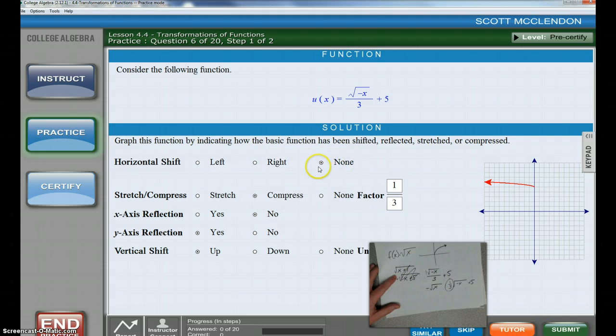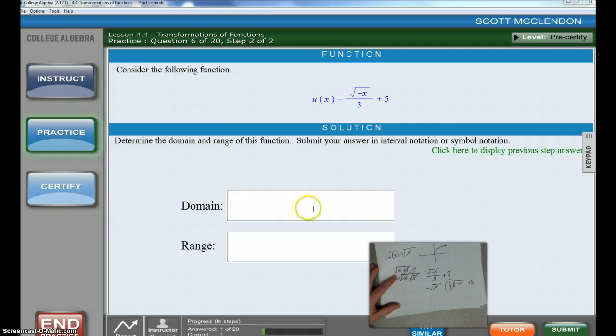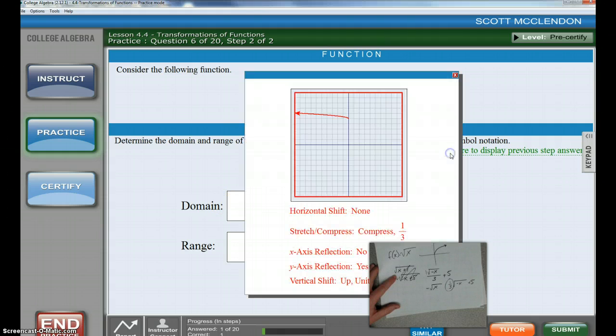That's another thing on the test. You'll forget to pick one of those. So hopefully you don't do that on tests like I did. Way to go. Now you get domain and range. Well, if you click back here, you get to see what you had. So that's what I had.